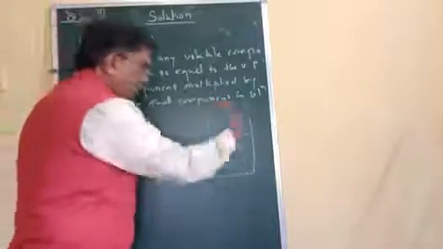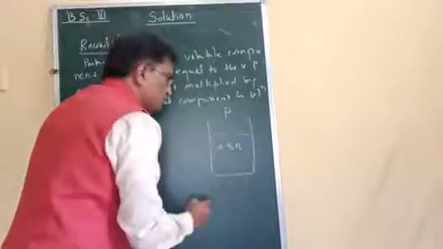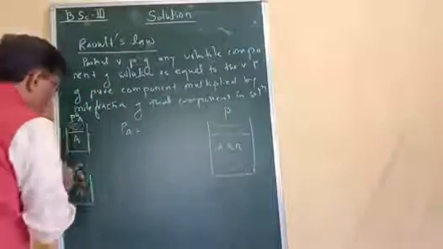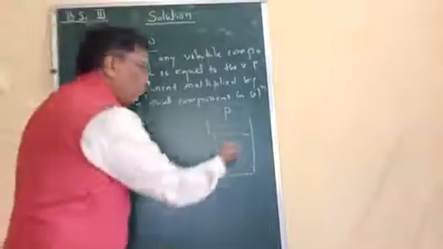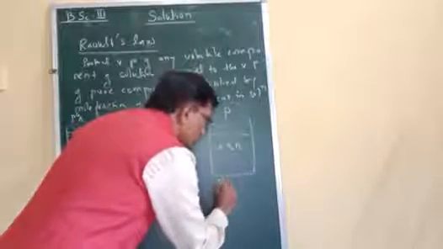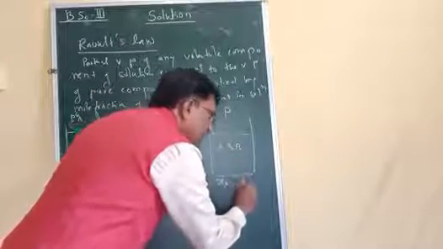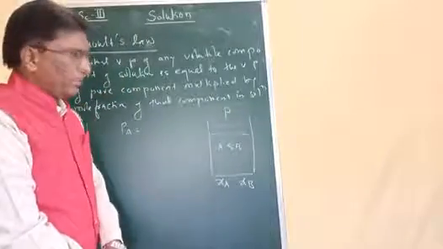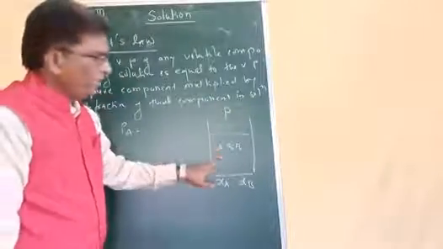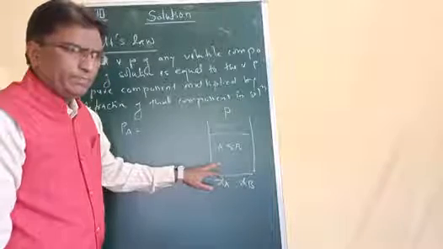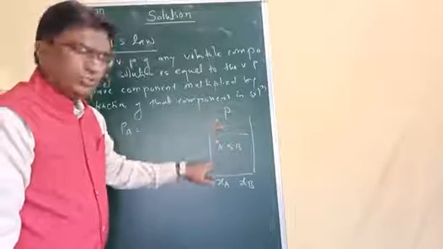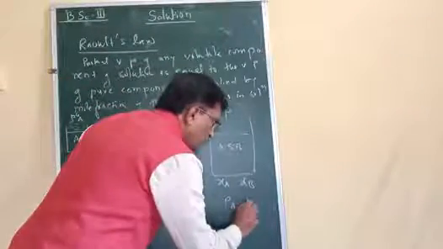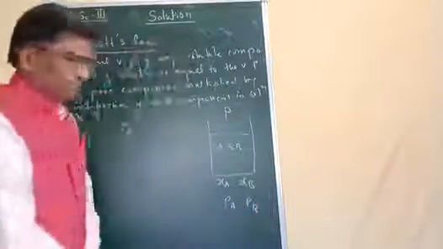And if we have this particular solution, and in that solution, if we mix these two components, Na moles of A and Nb moles of B, then the mole fraction of A in this solution becomes Xa, and the mole fraction of B in this solution becomes Xb. Now, the partial vapor pressure of A in this solution becomes Pa, and for B is Pb.